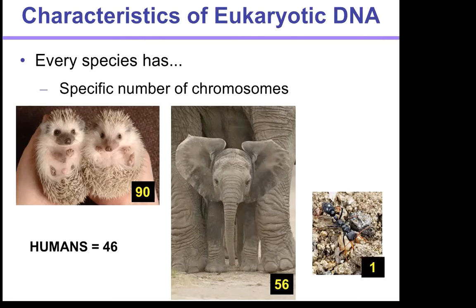The reason he only has a single chromosome is because in many insects, their reproductive life cycle is called haplodiploidy. The way that gender is determined is by whether or not the egg is fertilized. If the egg is fertilized, it's a female. If the egg is not fertilized, it's a male. And so all of the males of that species are haploid.